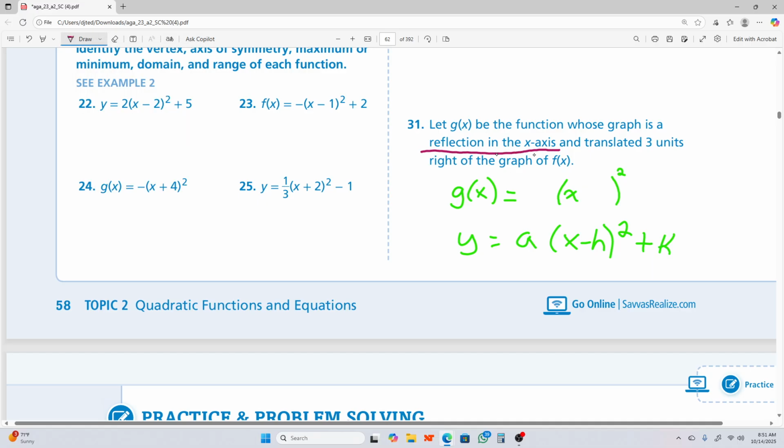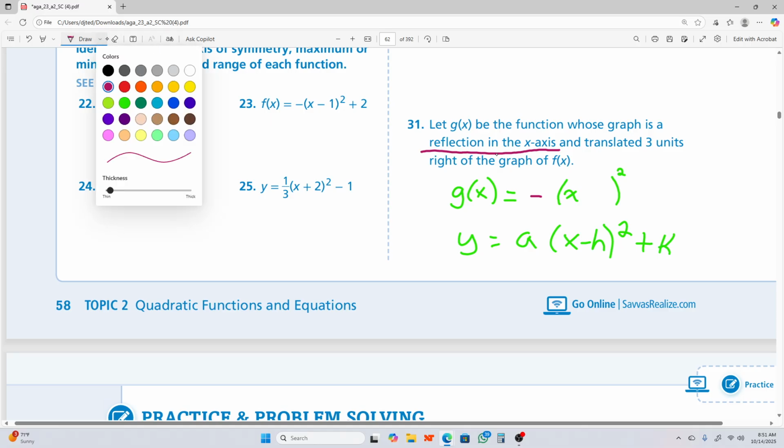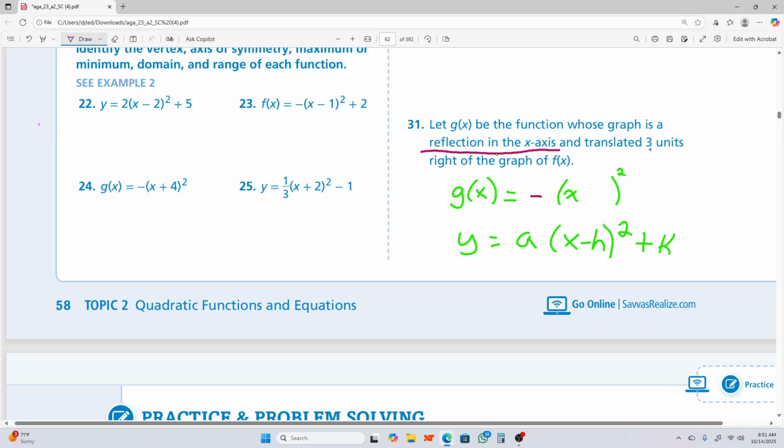A reflection in the x-axis. You should see that you multiply outside of the parentheses times -1, so we just put a negative out here. Then we got it's translated 3 units to the right.